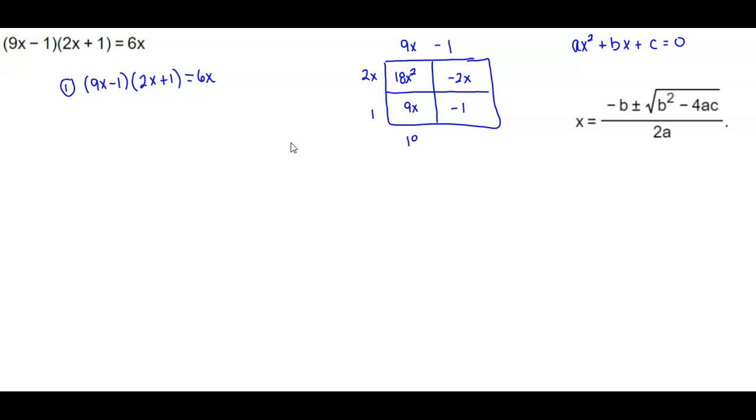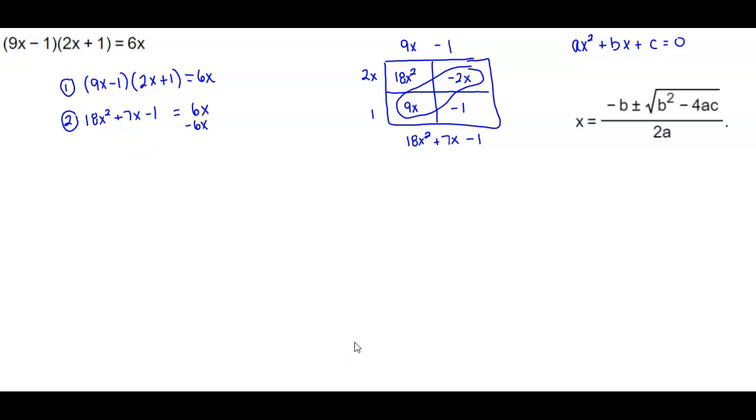So we end up with 18x squared, and then we're going to combine these two terms because 9x minus 2x is plus 7x, and that's minus 1. So now we're going to rewrite this as 18x squared plus 7x minus 1, and that's equal to 6x. Now that we have done that, we still need to set it equal to 0. So it's still not in standard form, which means we need to subtract the 6x from the left side of the equation.